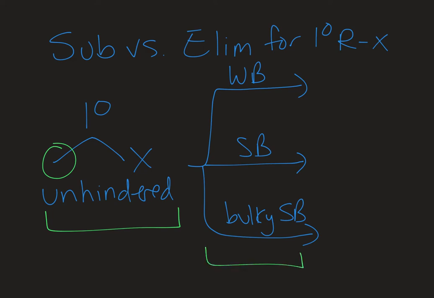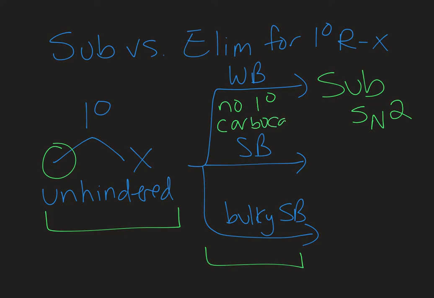We're going to first look at an unhindered primary system and a weak base. A weak base is not a particularly strong base, and elimination reactions tend to happen more with a strong base. So with a weak base as your nucleophile, you're going to see a substitution reaction. Specifically, you're going to see an SN2 reaction, because this is an unhindered system, so there's plenty of room for a backside attack, and that avoids the presence of an unstable primary carbocation. So I'm going to say no primary carbocation. And remember that a carbocation intermediate is present in any SN1 type reaction.